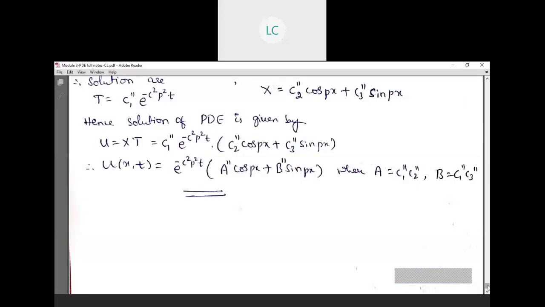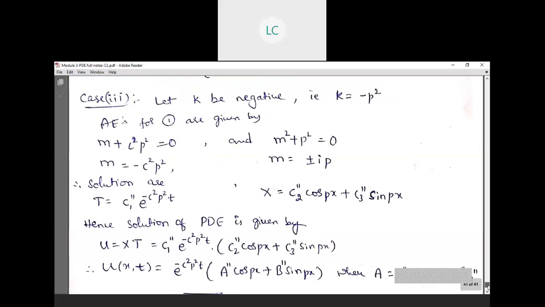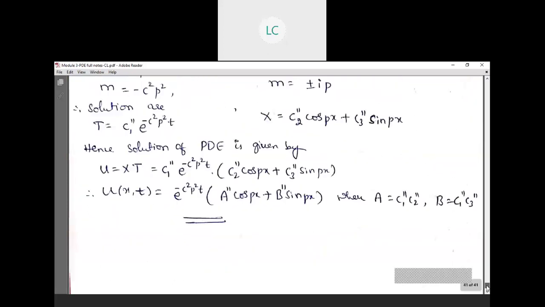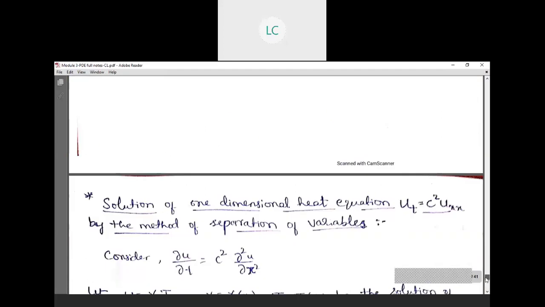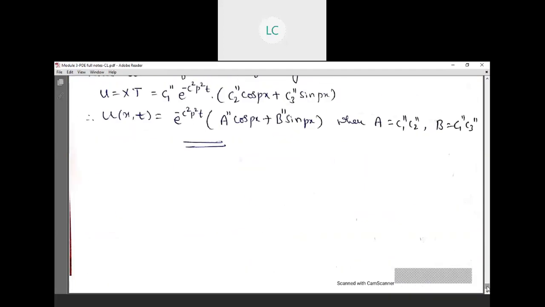The method of finding the solution for both the wave equation and the heat equation is the same. Okay, we applied the same concept in both equations. These are all about partial differential equations. Thank you.